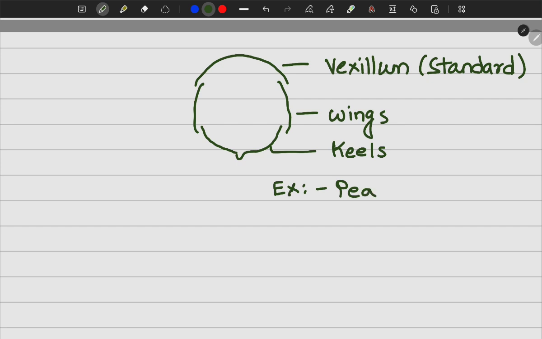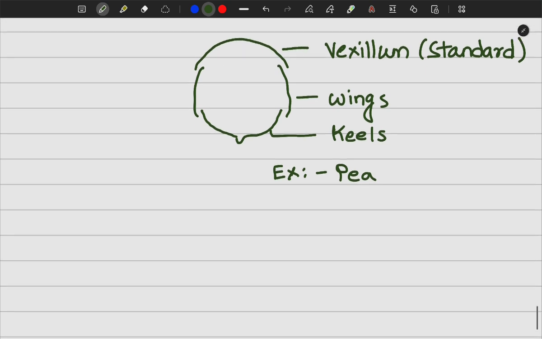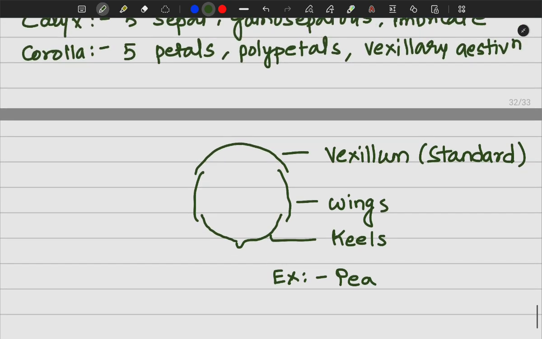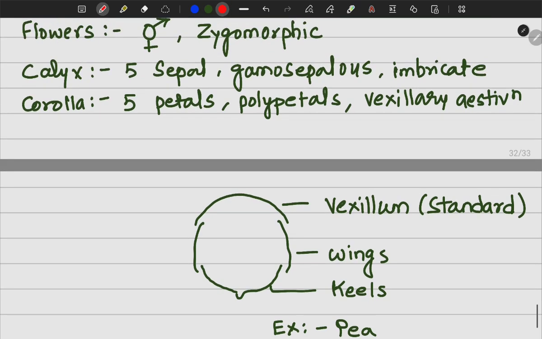Pea is one of the leguminous plants. So all the characteristics, floral and vegetative, which we studied about pea in the examples, you can write down all those characteristics in the Fabaceae family, right? So in the corolla, the petals will be 5. They are polypetalous and vexillary aestivation is seen. There is another name for vexillary aestivation. Can you write down the term in the comments below? What is the other name for vexillary aestivation? We studied about that too.